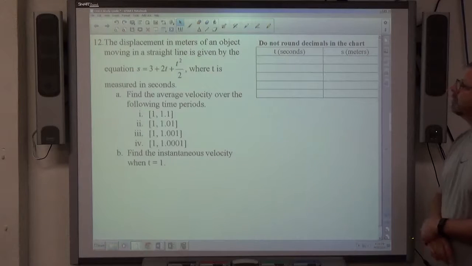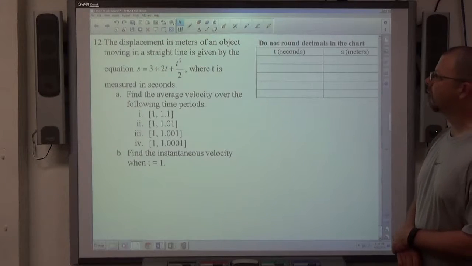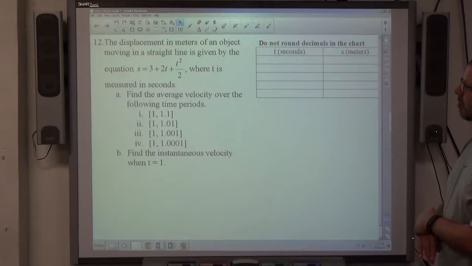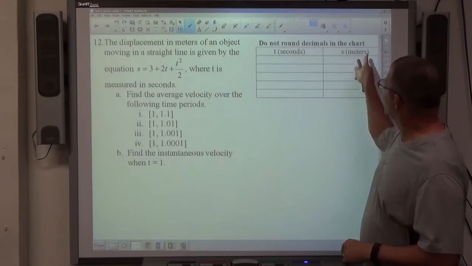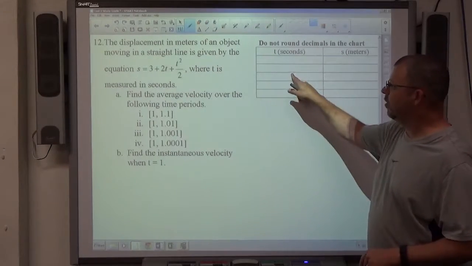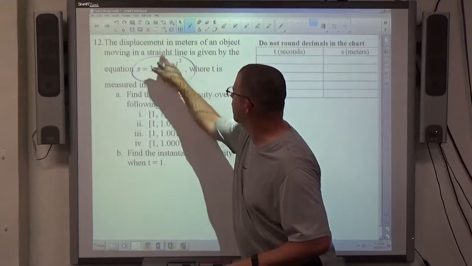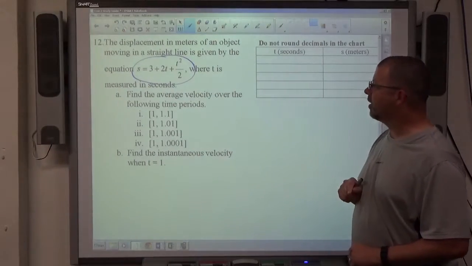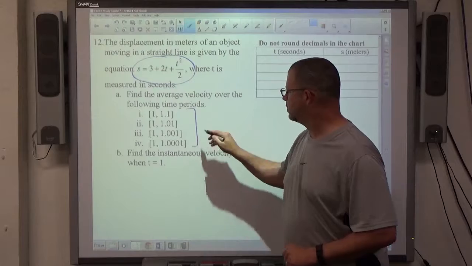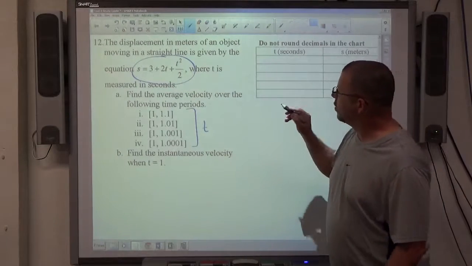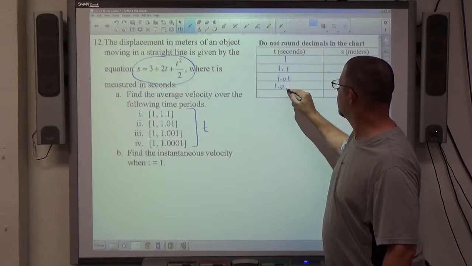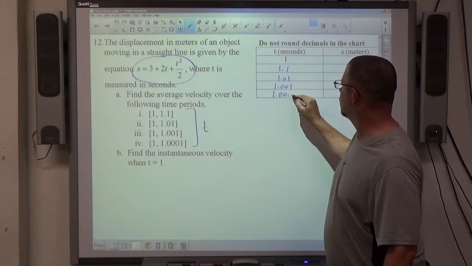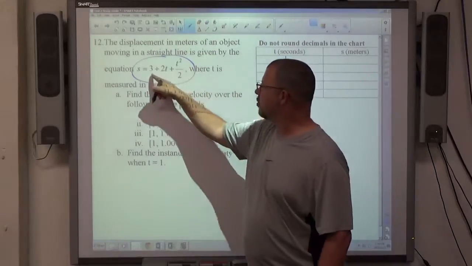Number 12. The displacement in meters of an object moving in a straight line is given by this equation, where t is measured in seconds. Find the average velocity over the following time periods. Okay, so what I told you to do on this is to evaluate this function here without rounding for these t values. So I'm going to try 1, 1.1, 1.01, 1.001, and 1.0001. I'm going to put this in as y1.